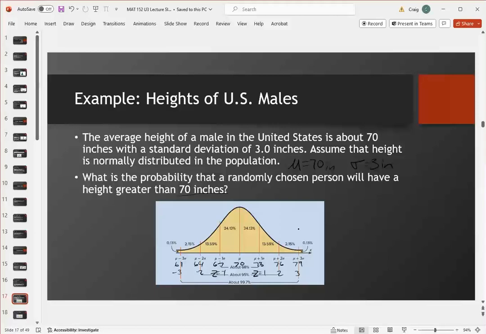So what's the probability that a randomly chosen person would have a height greater than 70 inches? Well, here's 70. Anything greater than 70 inches is on this side of the graph. Since 70 is the mean, we don't have to do this quite yet, but you would add all of those up. There's a 50% chance. If you randomly choose someone, there's a 50-50 chance that they're above or below the mean, above or below the average. They could be exactly the average, maybe.